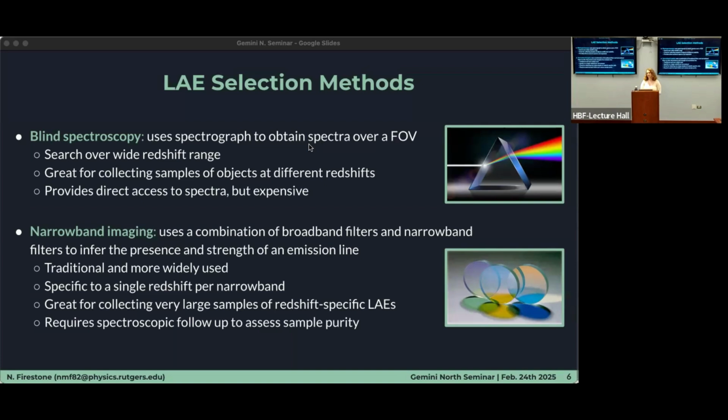Because of the tailoring of those narrowband filters, we end up with LAE samples that are very specific in redshift. So this is great if you want to look at timestamps of the universe. And the caveat here is that it requires spectroscopic follow-up to truly understand the sample purity, since we're essentially inferring the presence of an emission line rather than directly seeing it as we would with spectroscopy.